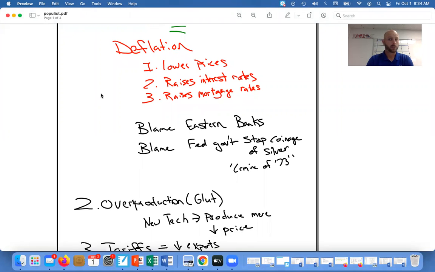And like we saw with the bust of the wheat belt, most farmers are tenant farmers. They are mortgaging their land, and they need loans, and so these are all becoming more expensive. So farmers are going to take that discontent and channel it towards Eastern banks, right? They were also going to channel it towards the federal government, especially with what they dubbed the Crime of '73, when the federal government stopped the coinage of silver.